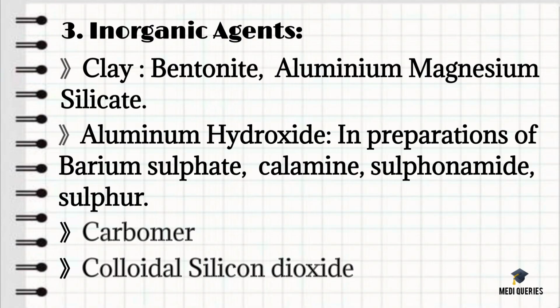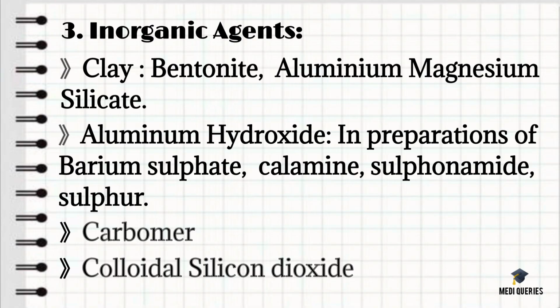Okay, and next one is the aluminum hydroxide. So it is used as a suspending agent in suspensions containing barium sulfate, calamine, sulfonamides and sulfur. Okay, some synthetic compounds include carbomers and colloidal silicon dioxide. Okay, so these are also used as thickening agents here.